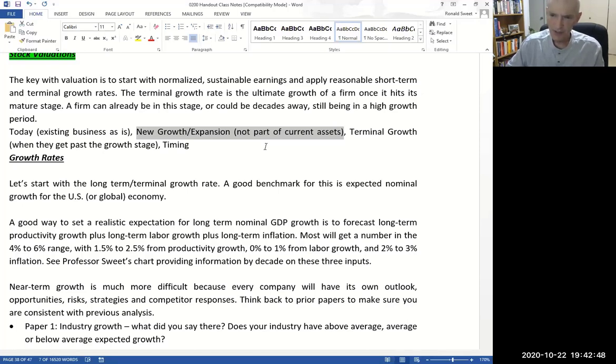But ultimately, we're going to think all of these firms are going to have their existing business plus whatever new expansion, new products, whatever they have. Eventually, that runs out. They become a normal business. They have terminal growth. We just have to figure out how long that's going to take.